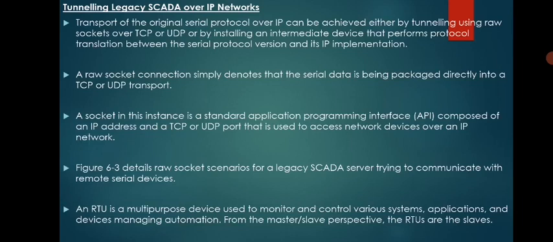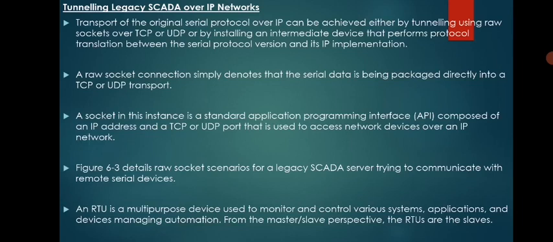The second is by installing an intermediate device that performs protocol translation between the serial protocol version and its IP implementation. So we have two varieties. First, we can go for using a raw socket; we'll see how it works. Second, we go for some extra third-party device that is responsible for converting in this tunneling procedure. In today's session we'll discuss the raw socket, and in the next session we'll discuss the intermediate device.